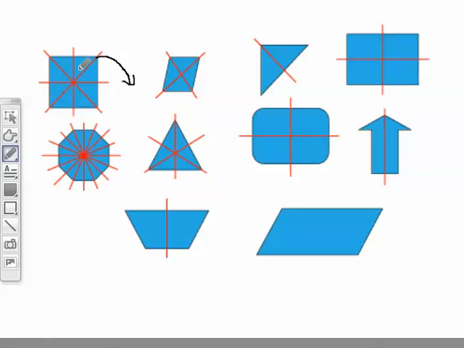If it's a regular object that has the number of lines of symmetry, you can take 360 and divide it by the number of lines of symmetry, by 4. 360 divided by 4. And what do we get when we do this? We get, what, 19?